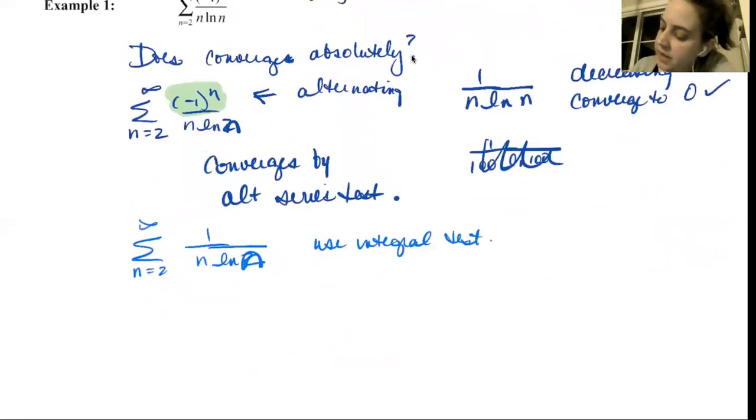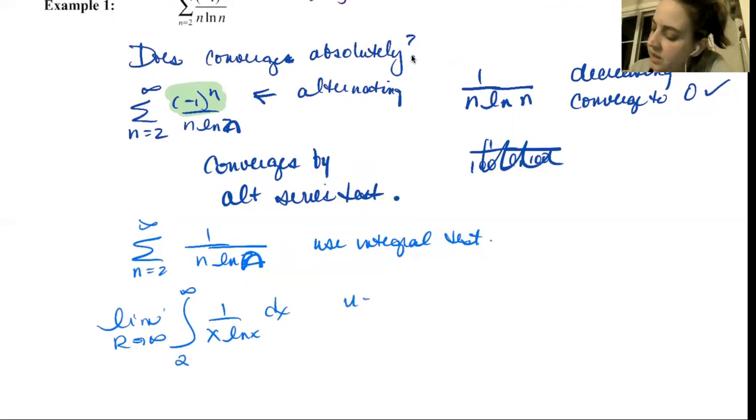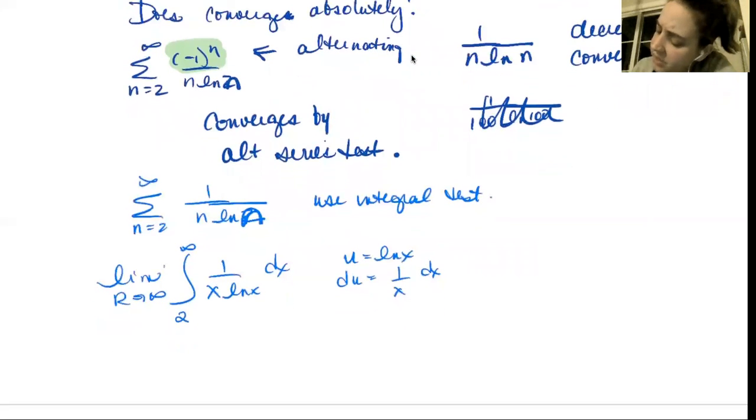I see an integral in there, so I'm going to rewrite this: the integral of 1 over x, natural log of x dx, the limit as r approaches infinity. Here's my infinity, here's my 2. I would say that u is the natural log of x. Du is the derivative of that, which is 1 over x dx. So this would become du over u.